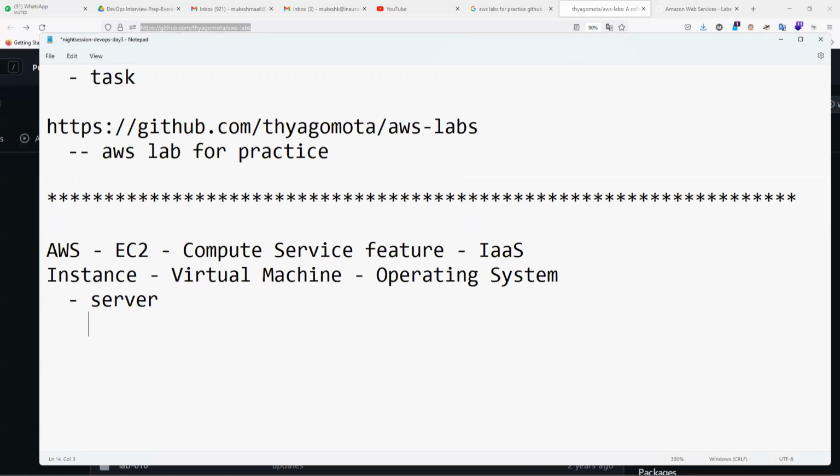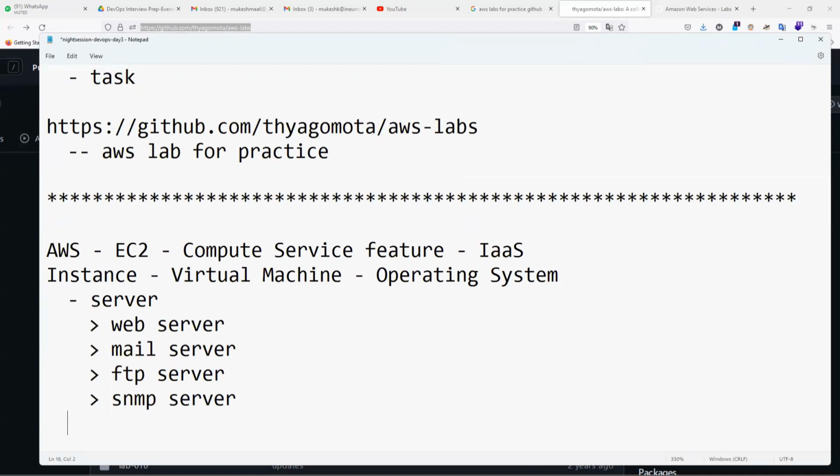If we talk about different types of servers, we have web server, mail server, FTP server, and SNMP server. In mail, we can configure SMTP, IMAP, and POP3; these are the protocols that we use. Then we have Samba server to transfer files, or alternatively, we can also use NFS server to transfer files.